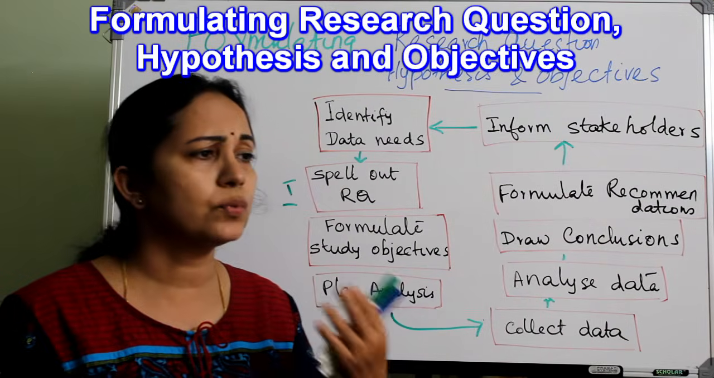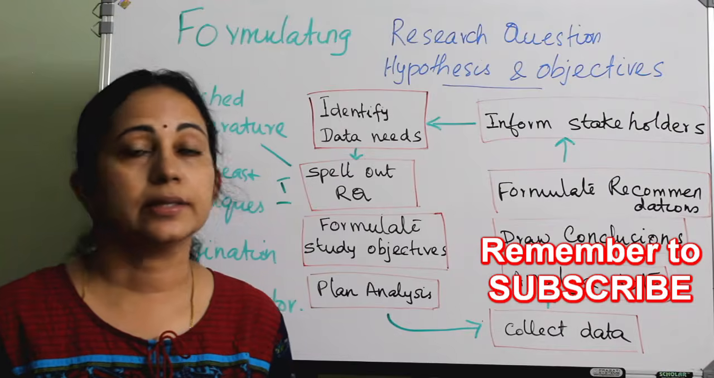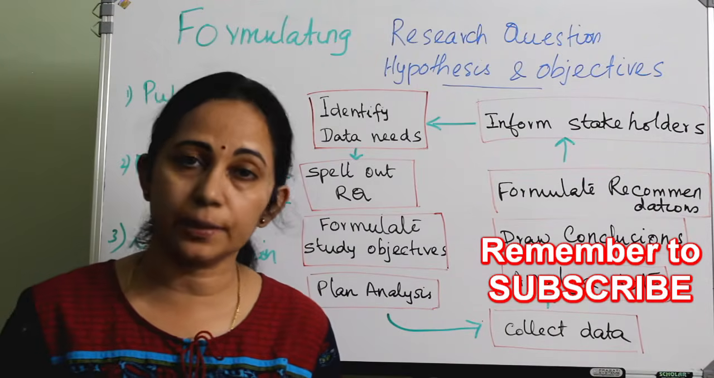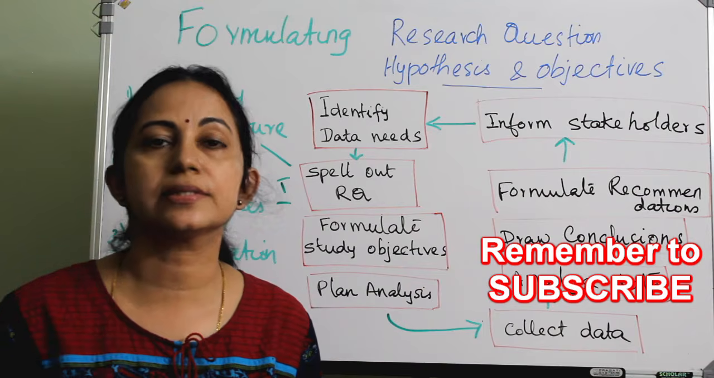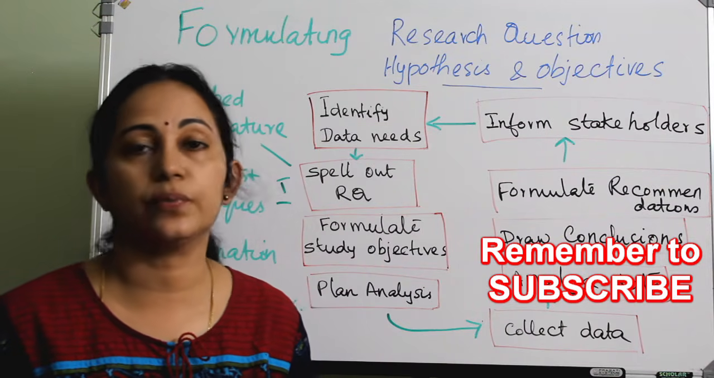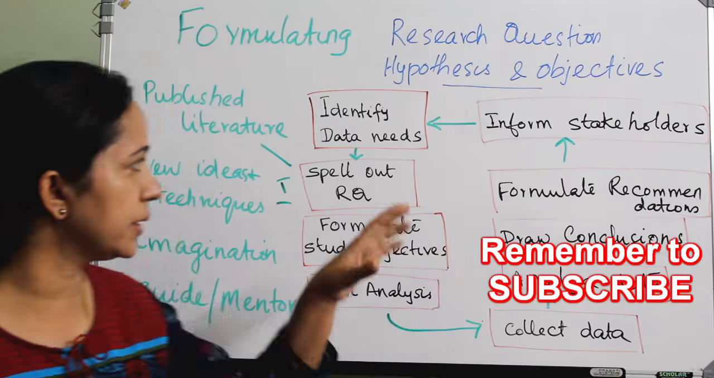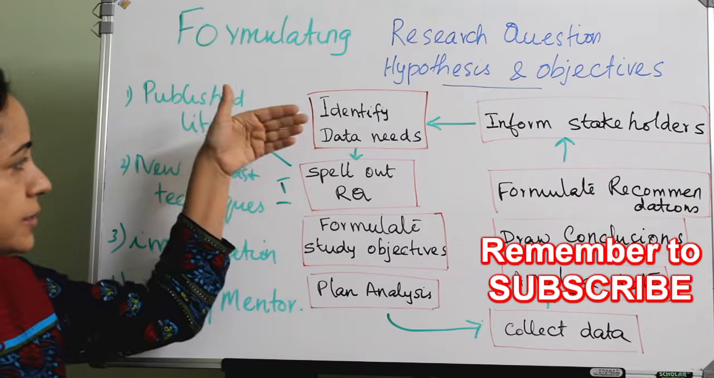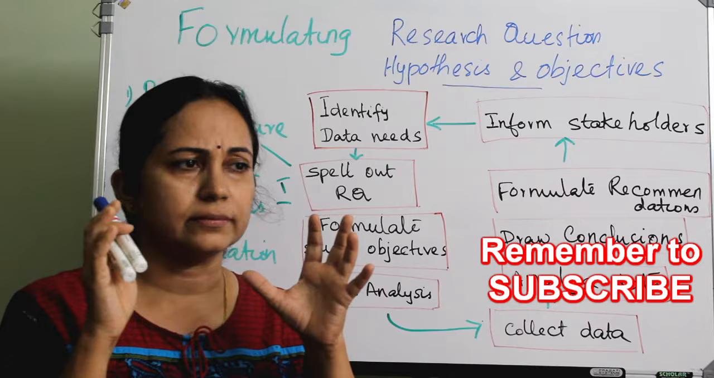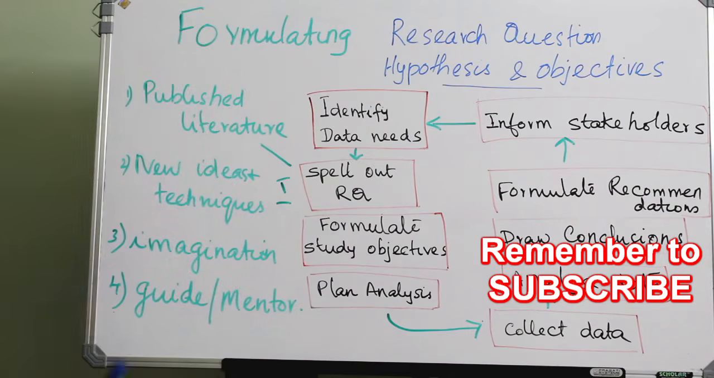So what is a research question? A research question is an uncertainty prevailing in the general population for which the researcher is doing the study and trying to find out an answer. So actually it is an uncertainty, or it is the data needs. And the sources of research questions can be all these areas.